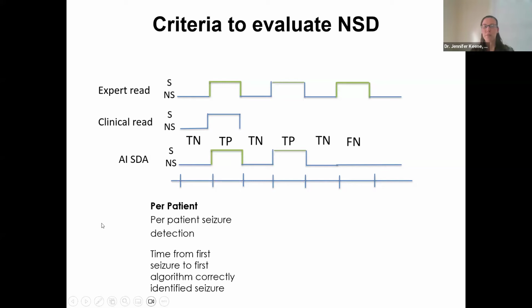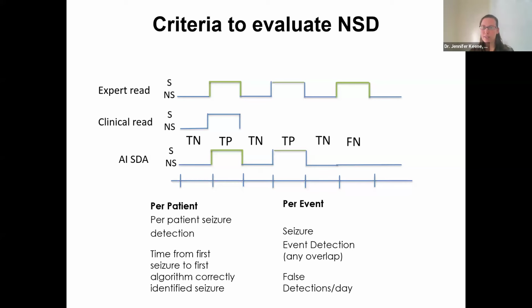On a per patient basis, we looked at per patient seizure detection: how many of the babies with seizures were correctly identified, and what was the time from the first seizure to the first time the algorithm picked it up. Are we talking that our algorithm figures it out in a minute or 2, or that eventually a few hours later, the algorithm picks up that this baby is seizing?